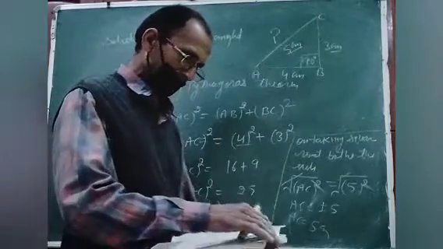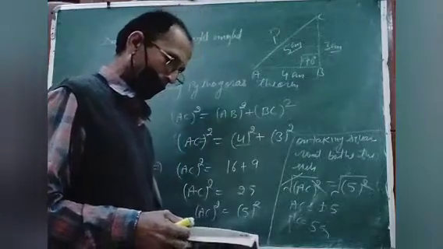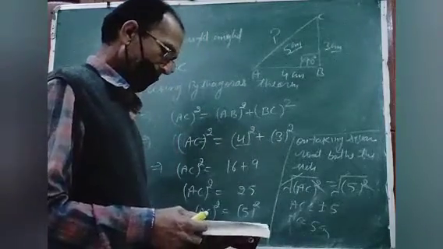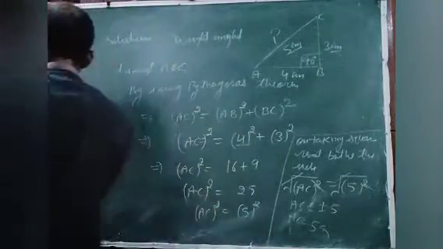Now next question. Find the perpendicular length of a right angle triangle whose hypotenuse is 15 centimeters and base is 12 centimeters. So we have to find the perpendicular. Same question.